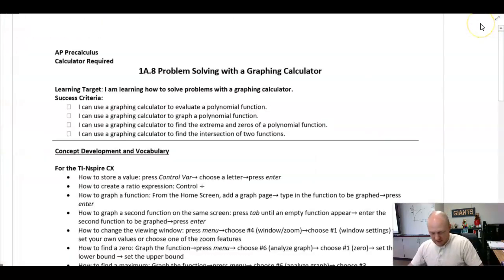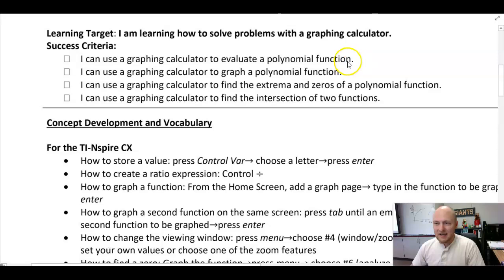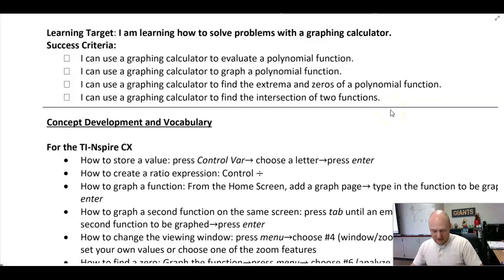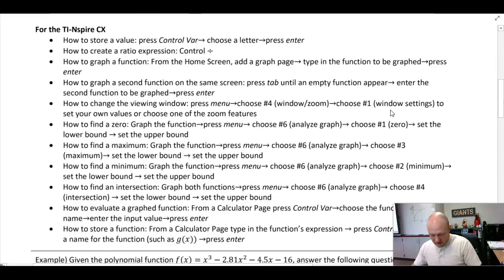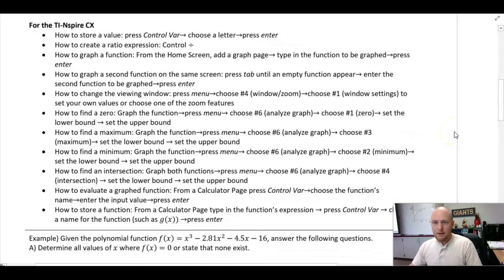In this lesson, we're going to look specifically at how to evaluate a polynomial function in a calculator, how to graph a polynomial function, and how to find some critical features and points on a polynomial function, such as extrema, zeros, as well as the intersection of two functions. For our notes here, if you don't have these notes, you can screencast or screenshot this. Here's the general how-to. If you ever get stuck on how we do that, these notes are here for you, but I'm going to walk through all of these in these problems.